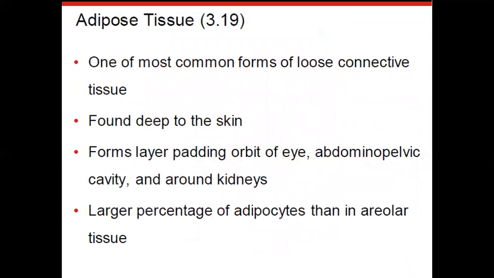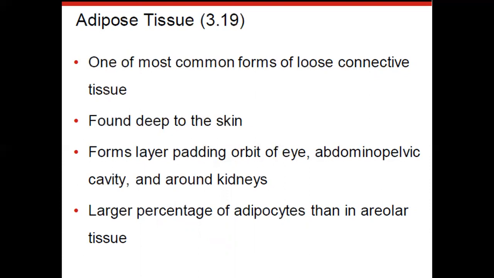Adipose tissue is fat tissue. Adipo is fat, so the major cell type of adipose tissue is an adipocyte. You can find some adipocytes outside of adipose tissue, like in areolar connective tissue, but they're clustered and really densely packed together in adipose tissue. It's one of the most common forms of loose connective tissue, along with areolar connective tissue.